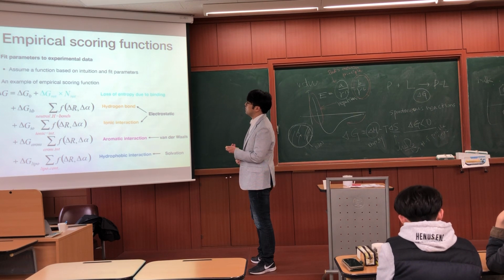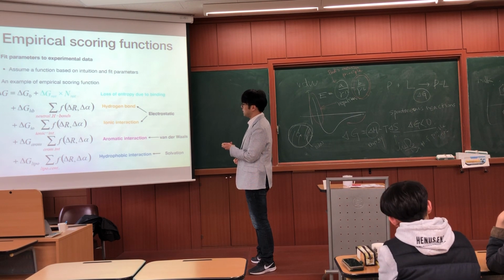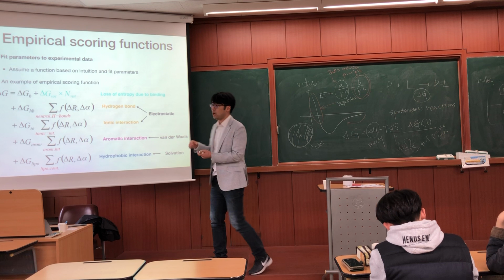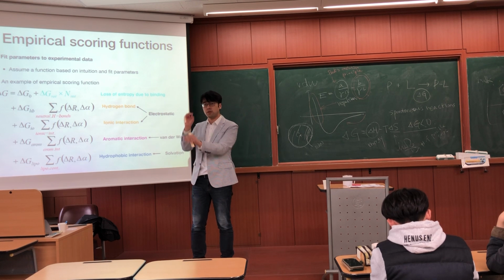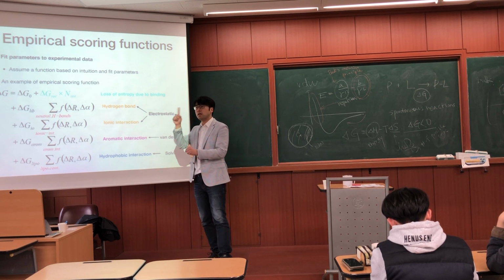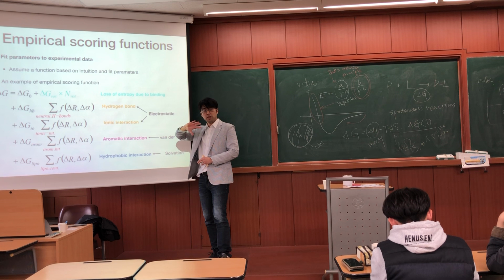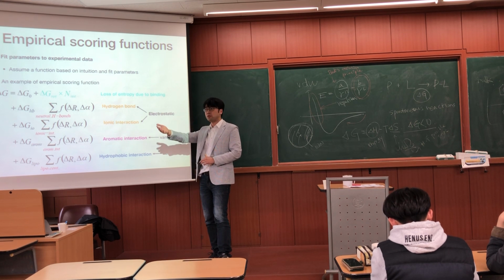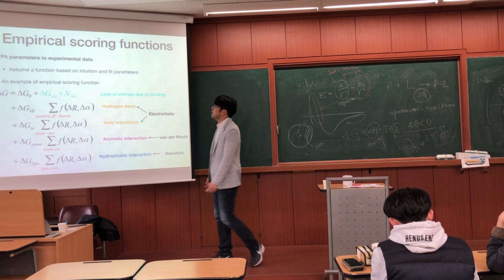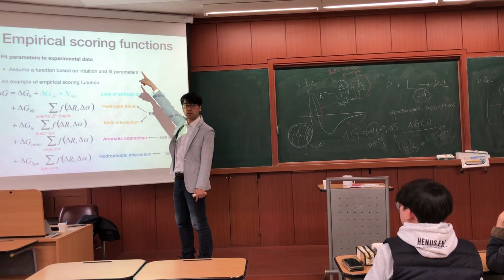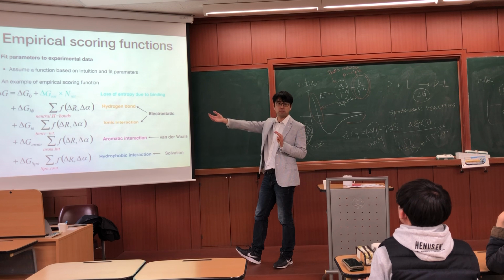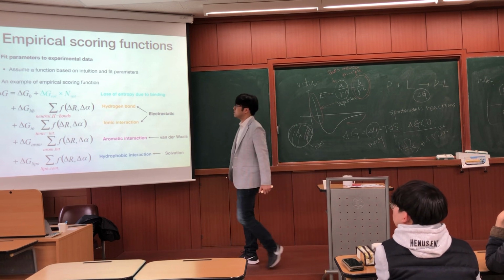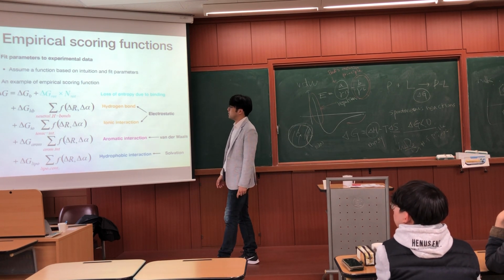Generally, the empirical scoring function means that you have experimental data. You have experimental delta G data, and you fit it. You first assume your scoring function, and you fit parameters to reproduce experimental data. That is generally called the empirical approach. So empirical means fitting to experimental data. This is one example of an empirical scoring function.